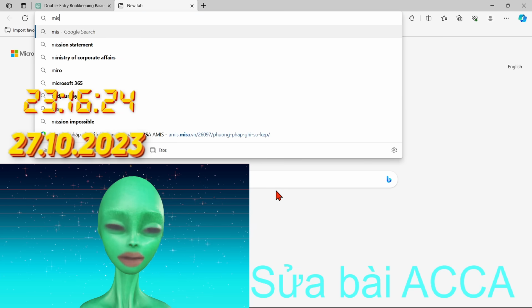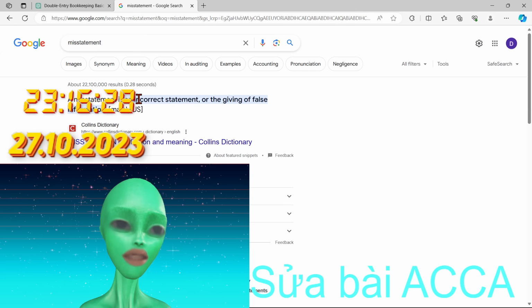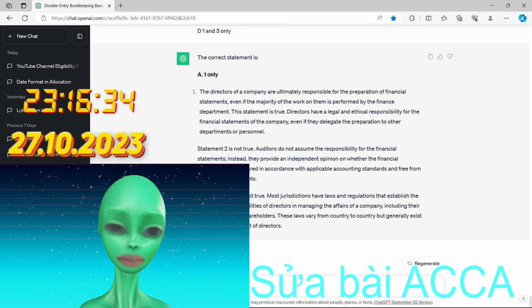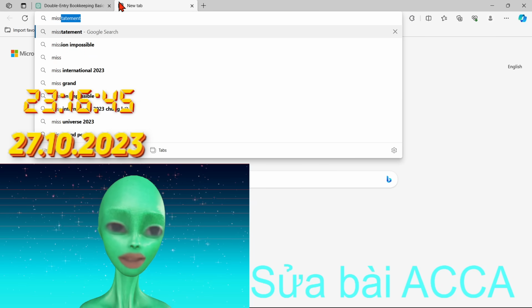Misstatement is an incorrect statement, or giving false information. Statement 3 is not true.